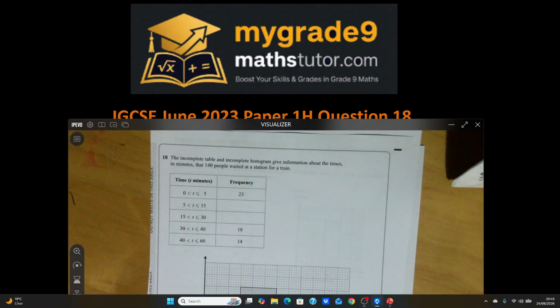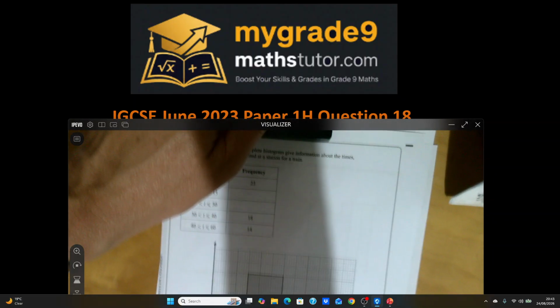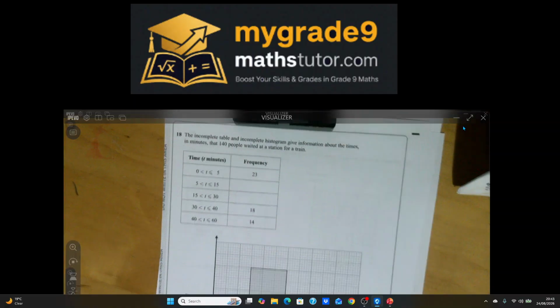To a walkthrough of the June 23 paper 1H IGCSE question 18. You should have had a go at the question before you've seen it, but here it is. Right, now, doing this one on paper, not off the PowerPoint, because I think histograms have to be written on.